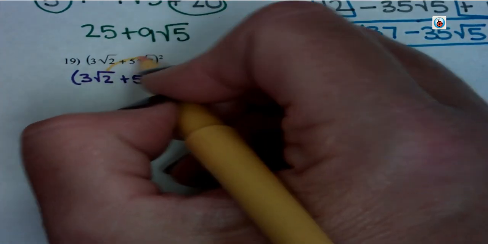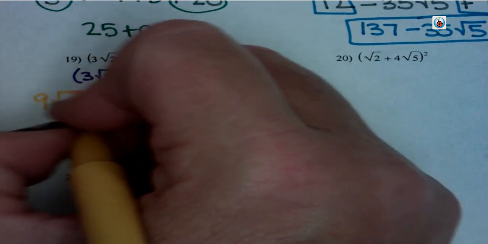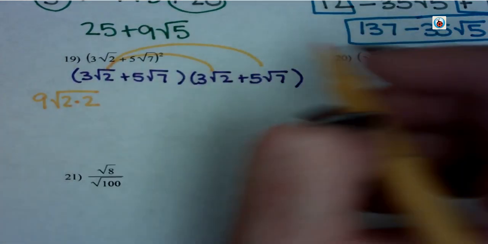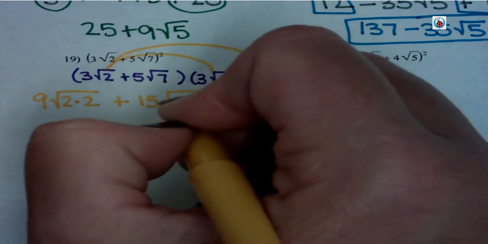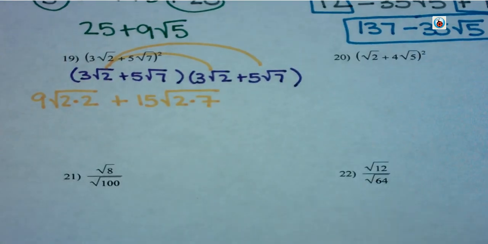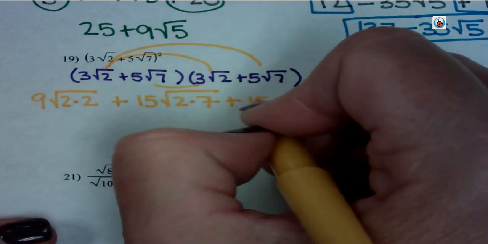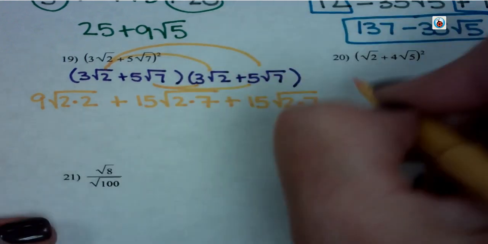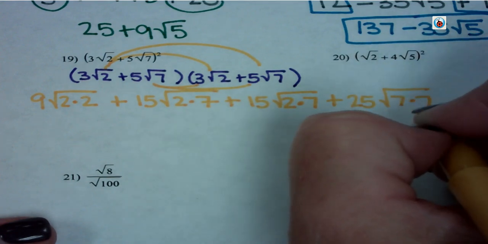So 3 square root of 2 times 3 square root of 2 gives me 9 square root of 2 times 2. Then 3 square root of 2 times 5 square root of 7 gives me 15, and then 2 and 7. Now I'm going to distribute the next. So I have 5 square root of 7 times 3 square root of 2 gives me 15, 2 times 7 again. And then distribute to the last, and I get 25 square root 7 times 7.